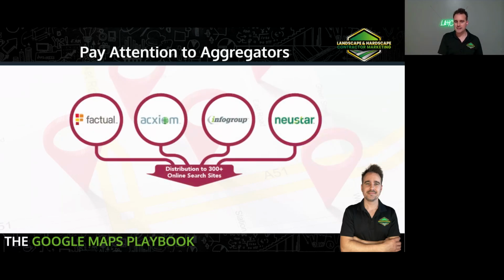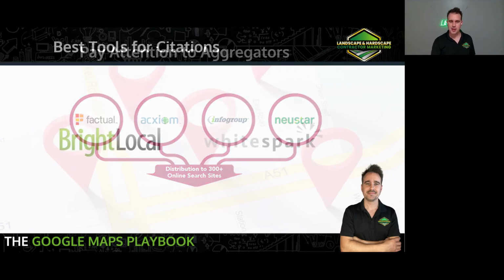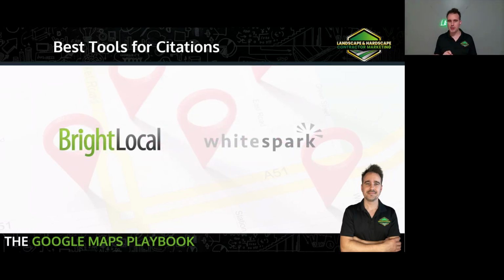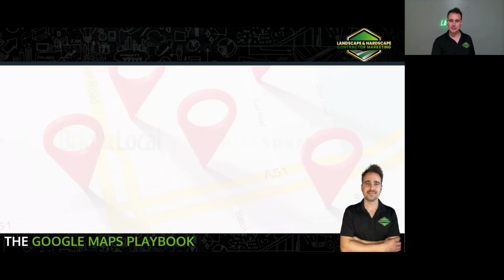Now, aggregators are these data sets, these data collections. They keep data about businesses as well. And part of a citation building campaign is actually submitting that business information to these, who then push it out to these online search sites. So there are some ways to do it quickly there. We've got some suggestions here. These are two of the big ones that we find do work well in our agency. Bright Local and White Spark can do all that for you for a cost.